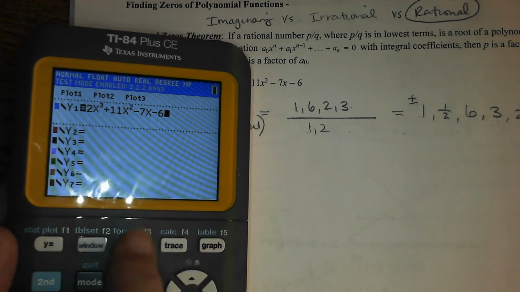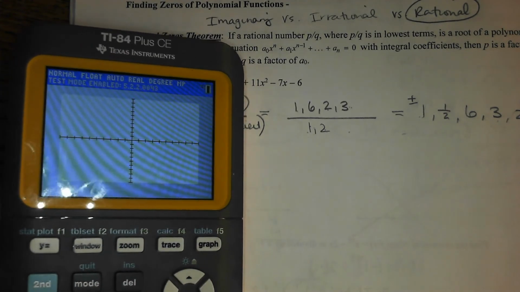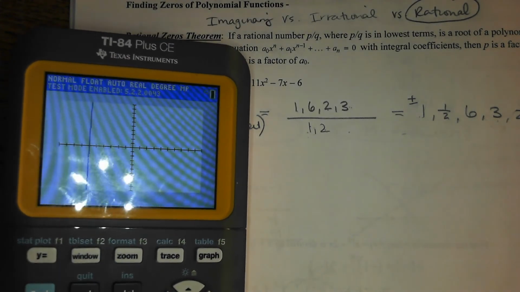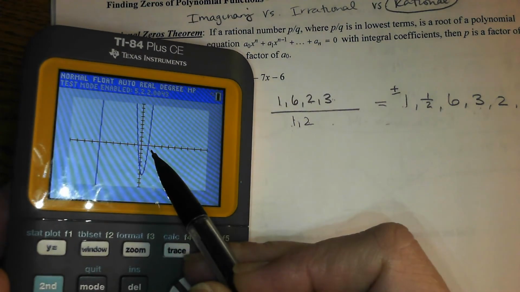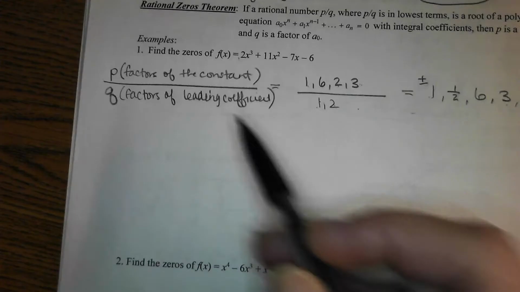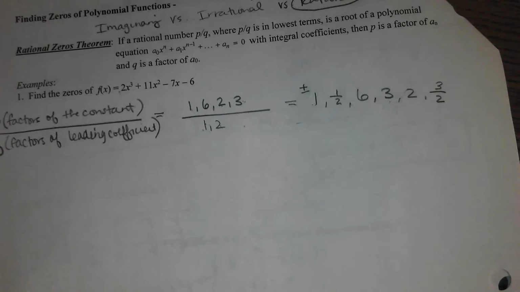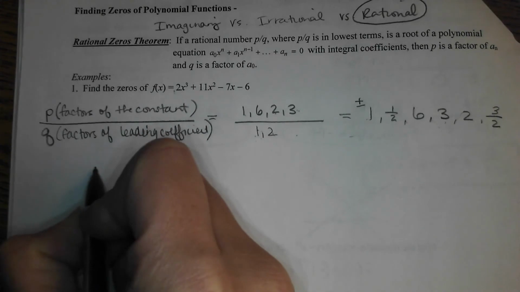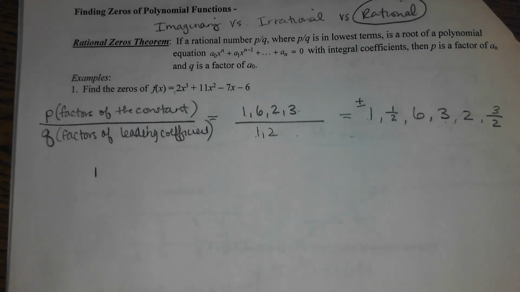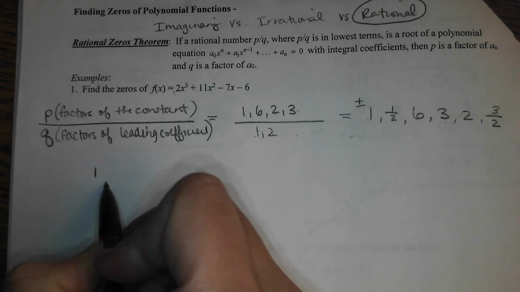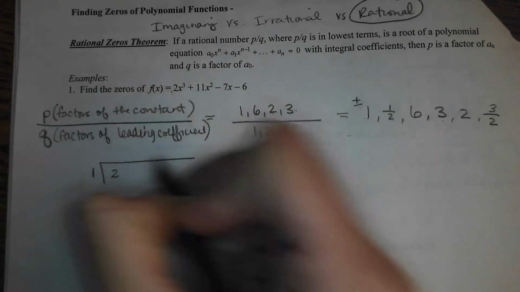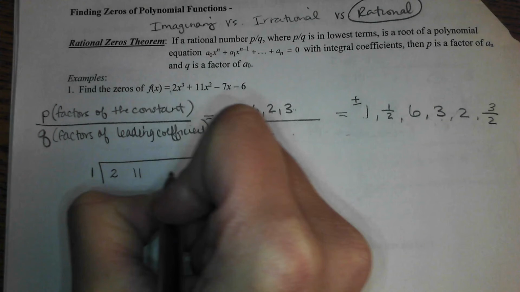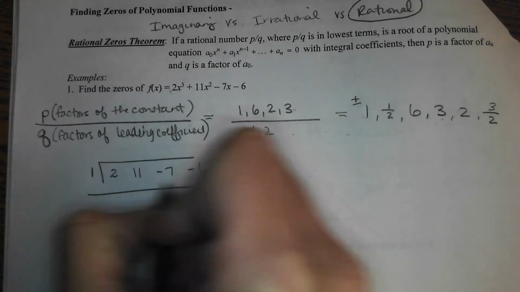So if I graph this and steal one of these roots, 1 looks like it works, right? So I would just pretend like I didn't use my calculator to cheat right there, and I would synthetically divide out 1, because you have to do the division. I'll show you why in a minute. So if I synthetically divide out 1: 2, 11, negative 7, negative 6. Do that on your own for a second.